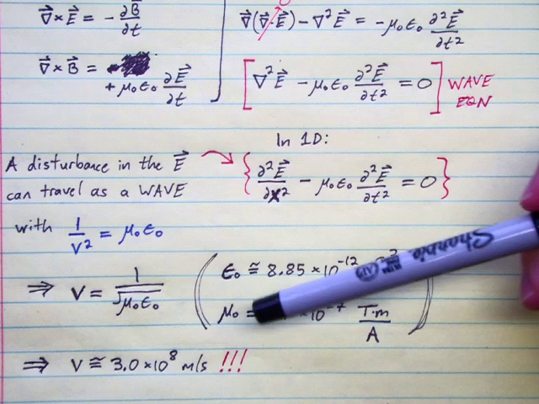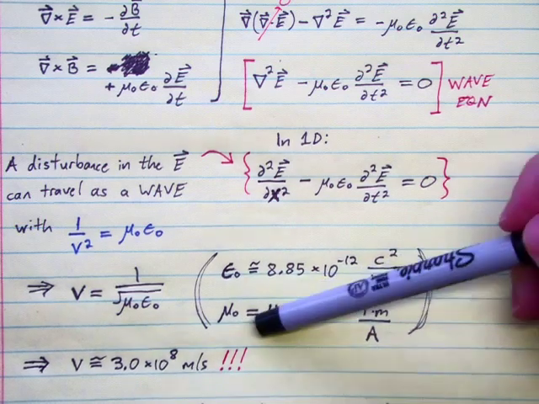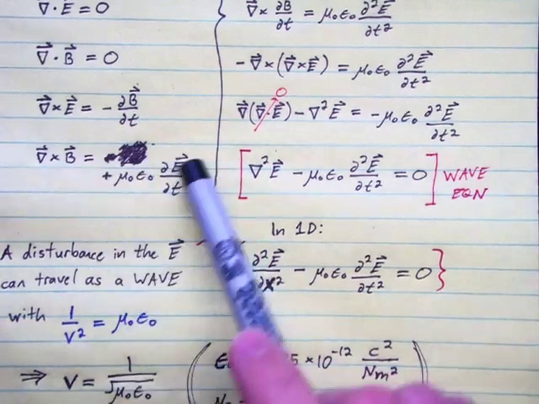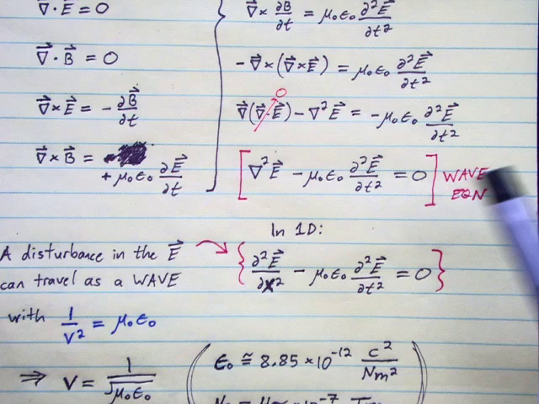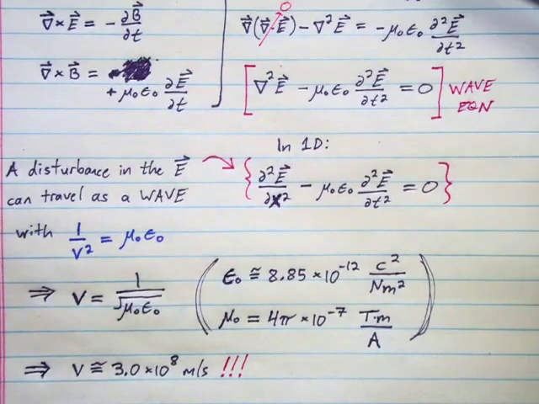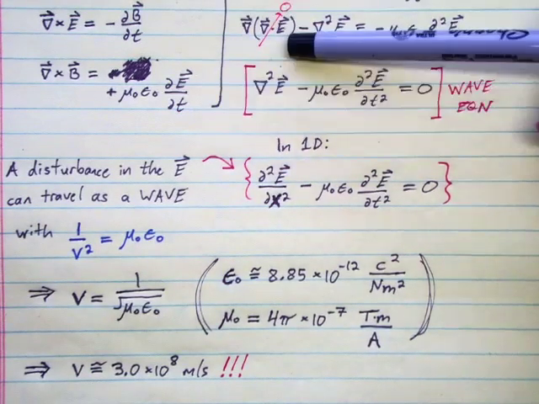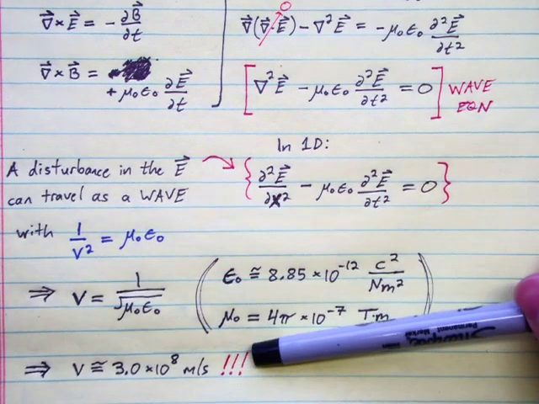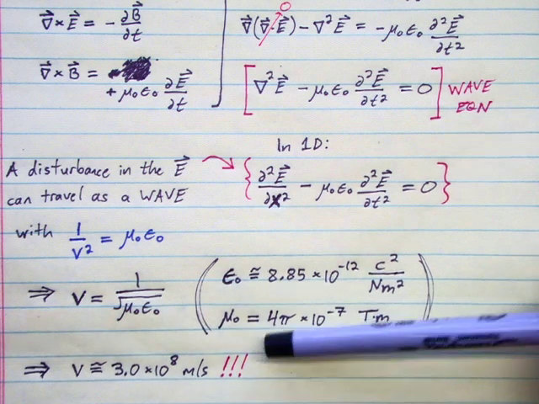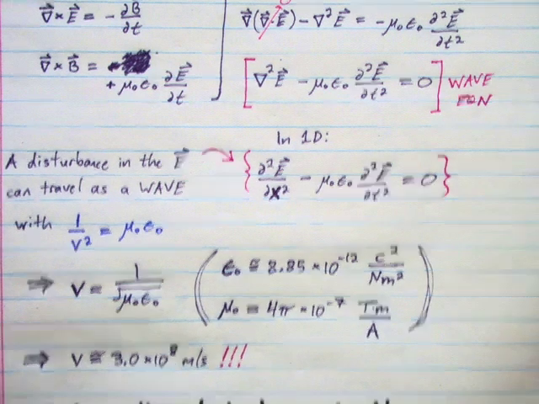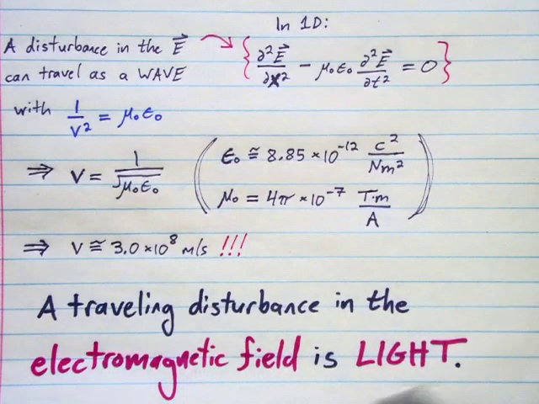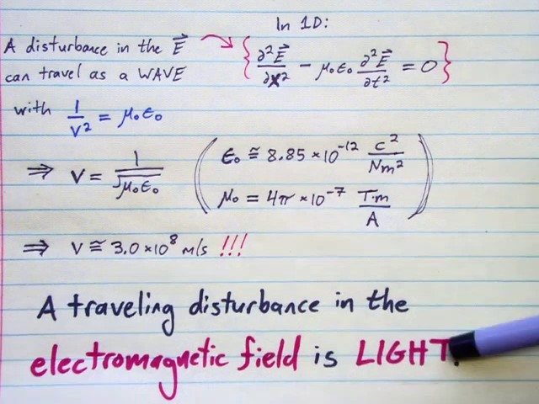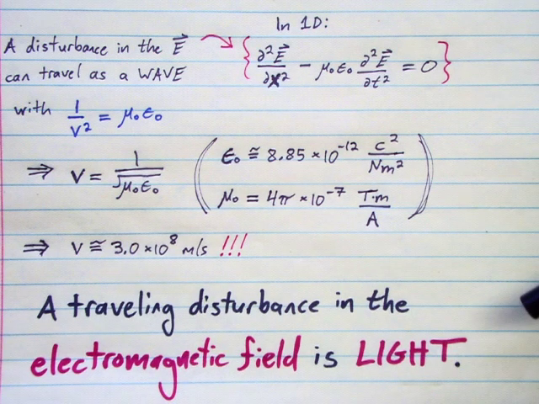This here is Maxwell's tremendous leap forward. What he discovers by adding his additional term to Ampere's law is that electric and magnetic fields can exhibit wave-like behavior, and those waves travel at the speed that we know to be the speed of light. What Maxwell has discovered is that a traveling disturbance in the electromagnetic field is light. He discovered the nature of light.